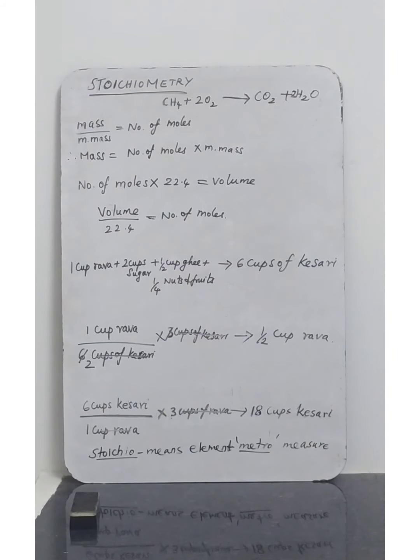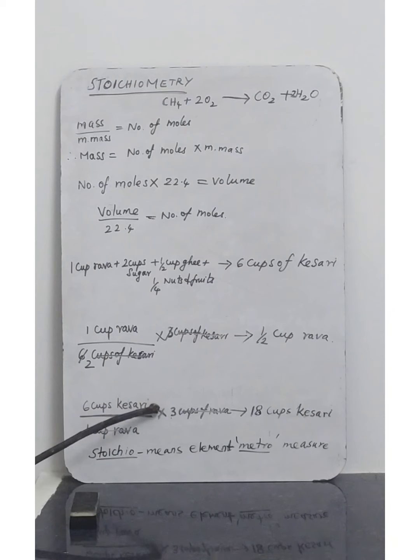Understand what I am saying? Okay, now for preparing 6 cups of kesari you need 1 cup of rava. Understood? From 3 cups of rava, how many cups of kesari can you prepare? How can we give the relationship? For preparing 6 cups of kesari, you need 1 cup of rava. The question is, from 3 cups of rava, how many cups of kesari will you prepare? So how can we take the relationship?